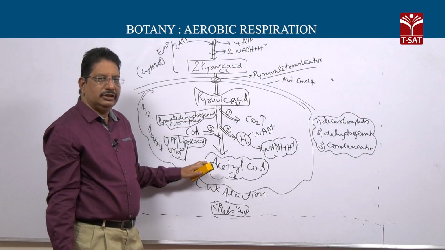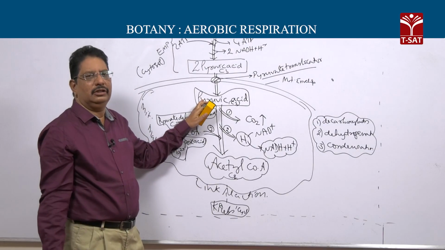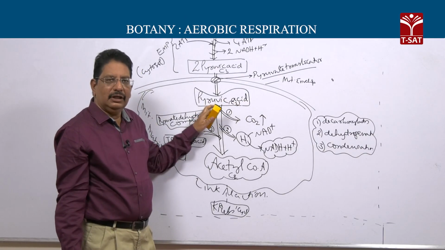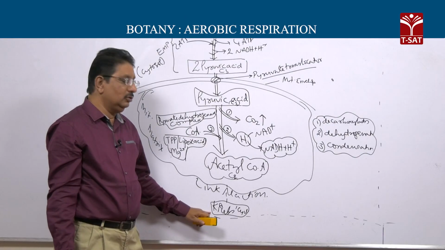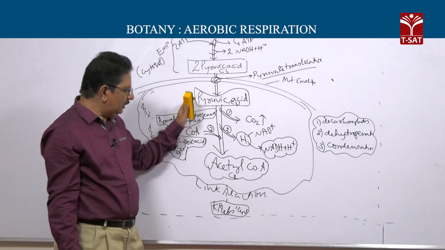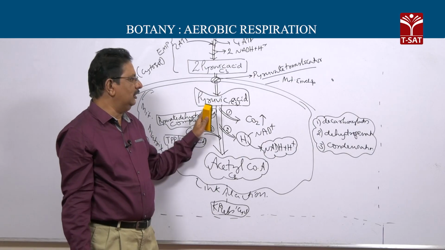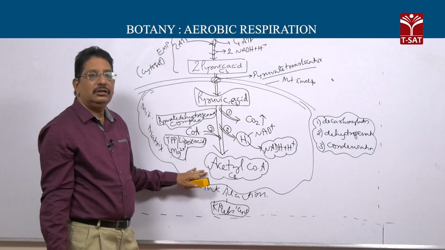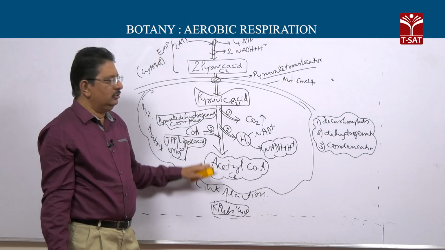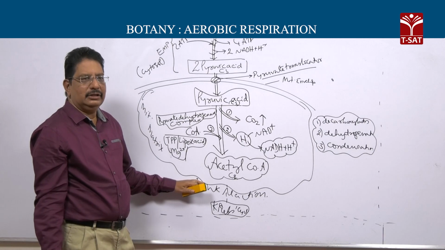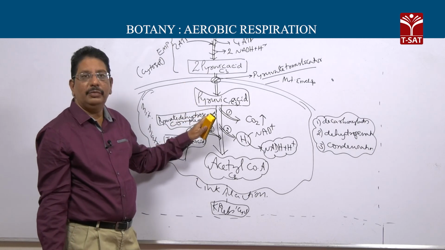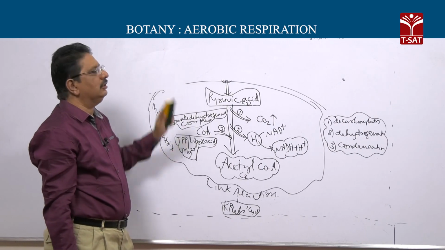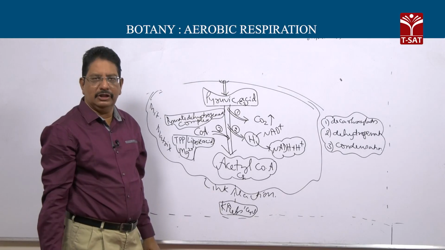Why? This is mainly because of the complexity of the pyruvic acid structure. So pyruvic acid cannot directly enter into the Krebs cycle, but it enters the Krebs cycle after converting into a simple form called acetyl coenzyme A. So this is the link reaction, the second step in aerobic respiration. So let us see the overall reaction or equation of the second step of aerobic respiration.